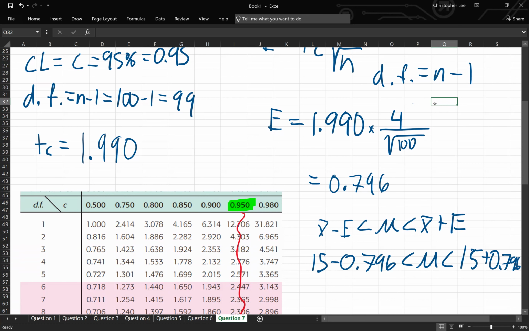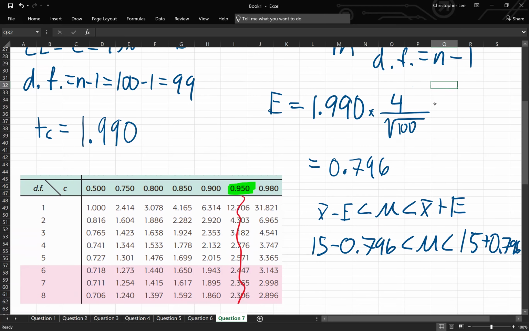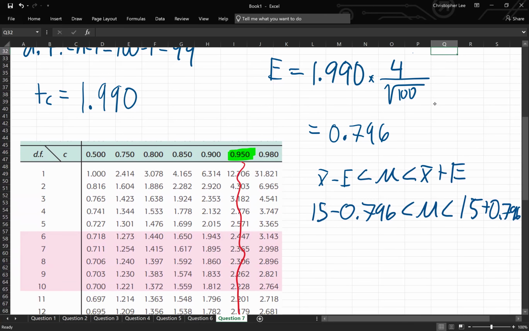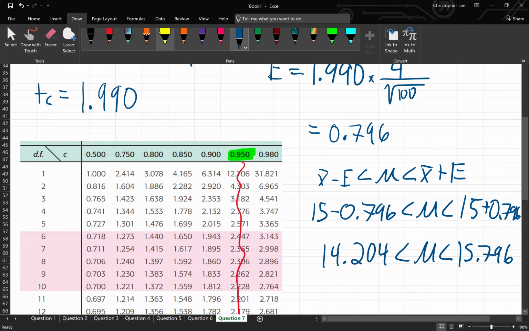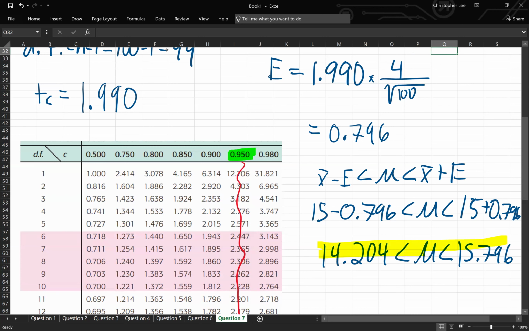All right, so what's 15 minus 0.796? 14.204 less than mu less than 15.796. This right here is my answer. There we go. That's my final answer. That's all I'm looking for in a confidence interval. Is there any questions on this?